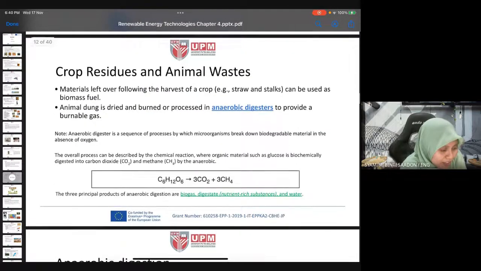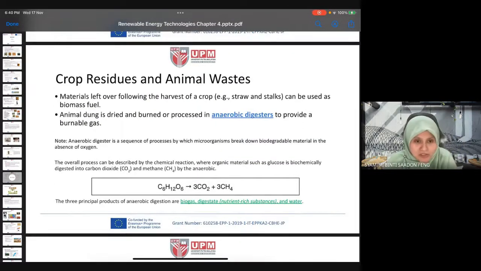The other types are crop residues and animal waste. The animal waste can also be used as biomass fuel. So how do we process this waste? One of the methods is by using an anaerobic digester, so that we can produce gas after that. So what is this anaerobic digester?